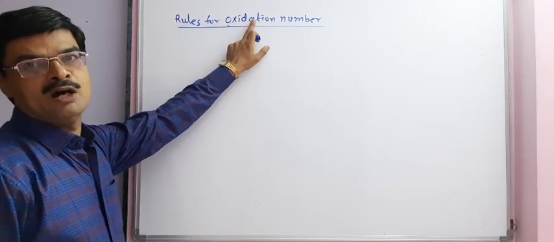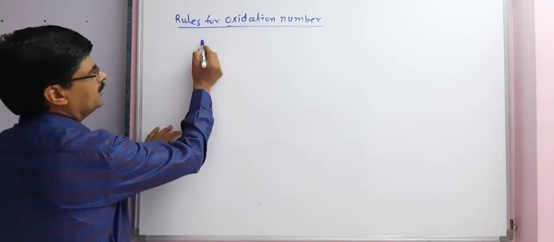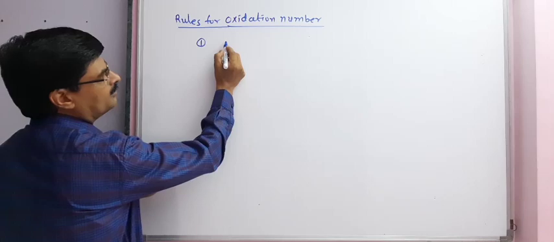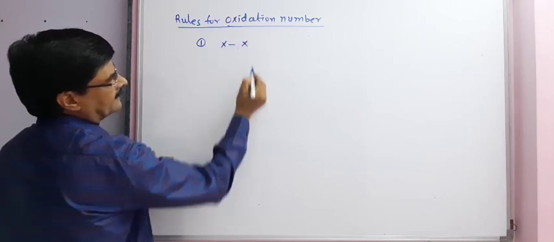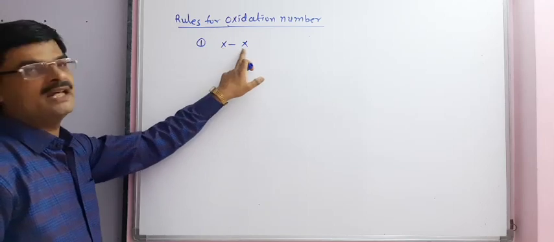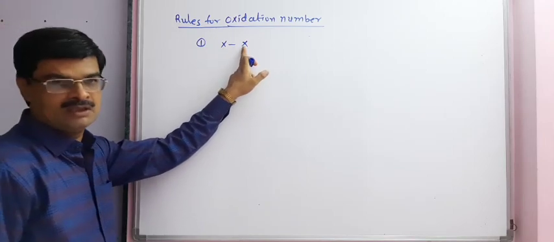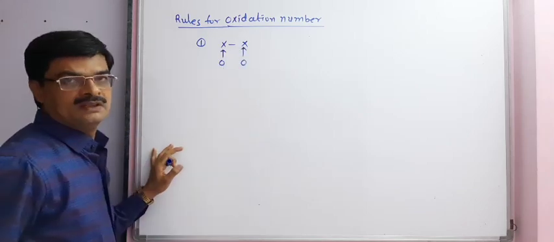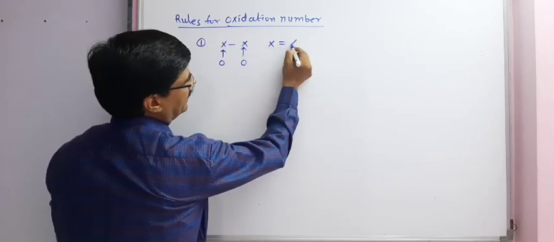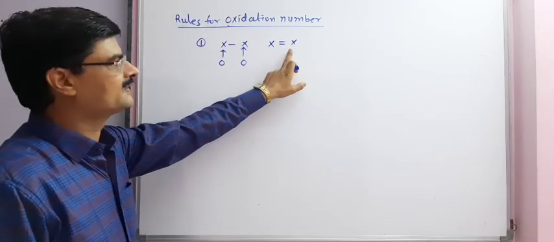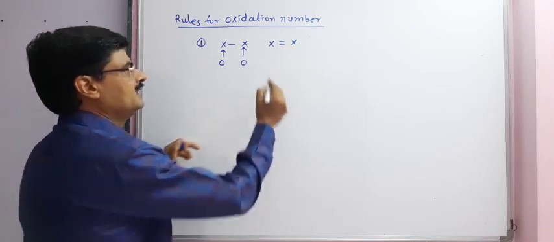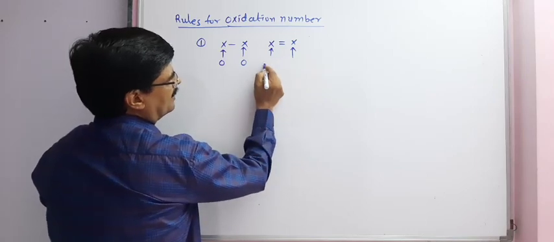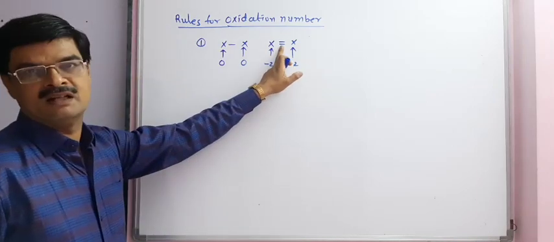Rules to find out oxidation number. First rule, consider the molecule in which both the atoms present are the same, say XX. Here, electronegativity of both the atoms is equal. Therefore, the oxidation state for both will be 0. Second case, if X double bond X is there, here also we have the same atoms joined.